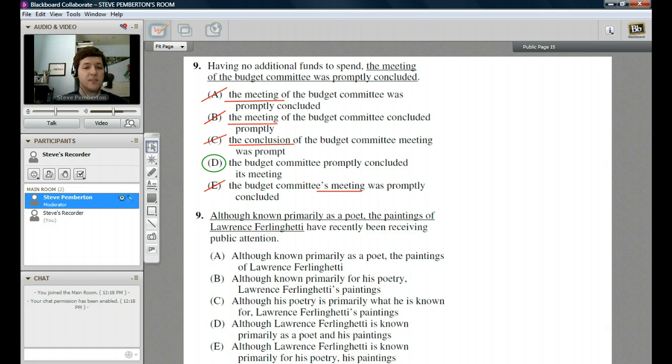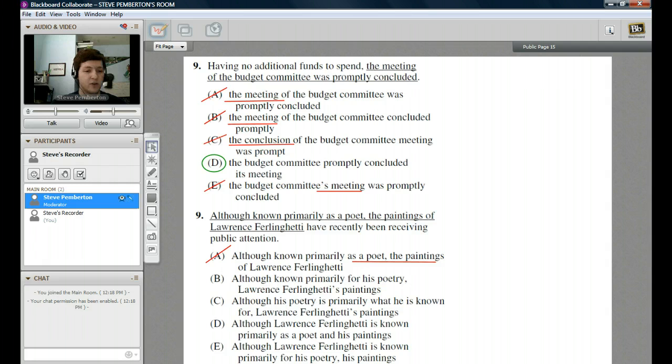Although known primarily as a poet, the paintings of Lawrence Ferlinghetti have recently been receiving public attention. Well, this time they have the phrase itself and the person they're supposed to be talking about underlined. So it starts off by saying, although known primarily as a poet, so someone or something in the world is known as a poet. The next word better be that person or thing. But it's not. It says the paintings. The paintings are not known as a poet. So it's not A. Anything that makes a similar error, we're going to cross off again.